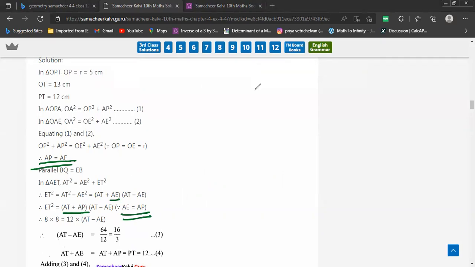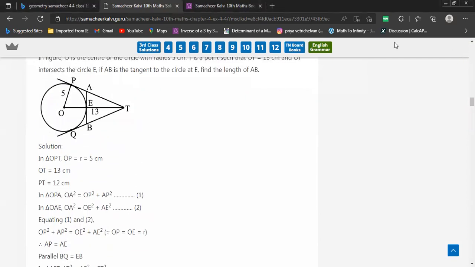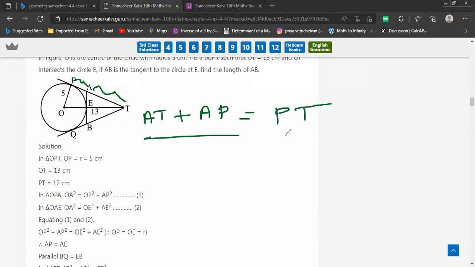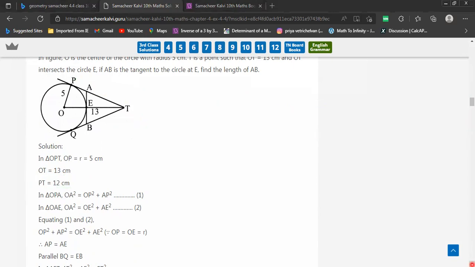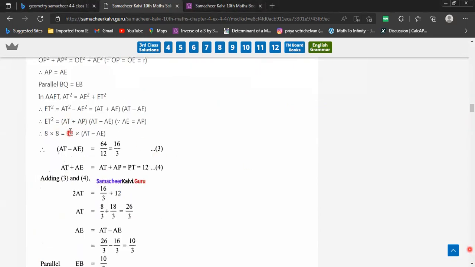Okay. So what is AT plus AP? Just check what is AT plus AP. AT plus AP can be written as PT. You know the value of PT already, which is 12 centimeter. We can use that over there. So just replace this AT plus AP as 12 in this and write this AT minus AE as it is. You know the value of ET, which is 8. So it's going to be 8 into 8. If you simplify this, AT minus AE is going to be 64 upon 12, which is 16 by 3.